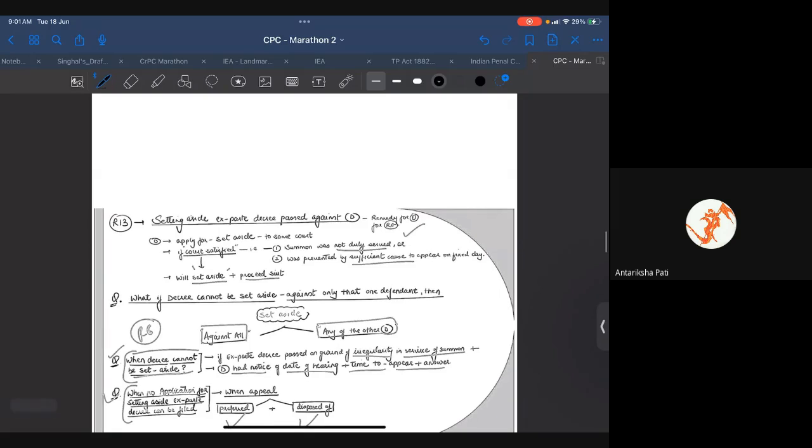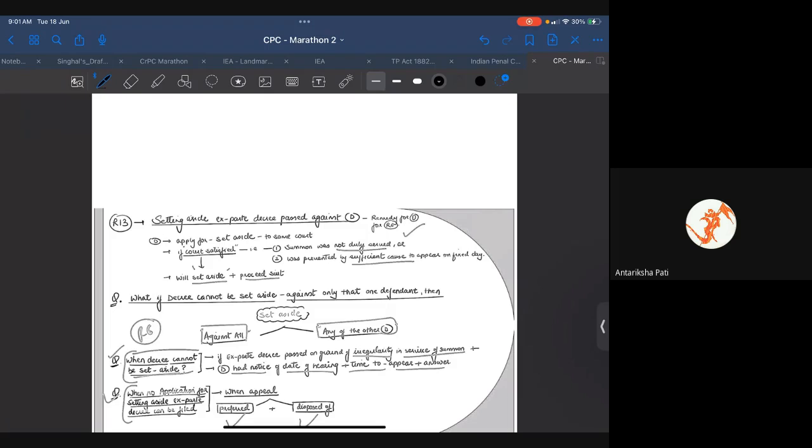Now Rule 13 is setting aside an ex parte decree. Once he is made ex parte, the suit will be heard, and after hearing, an ex parte decree is passed. Here, if an ex parte decree is passed, the defendant's remedy is that he may apply to the same court to set aside that ex parte decree. If the court is satisfied that summons was not duly served, or that he was prevented by sufficient cause from appearing on the fixed date, then it will set aside the decree and proceed with the suit. If the decree cannot be set aside against only that defendant, then it has to be set aside against all or any of the other defendants.